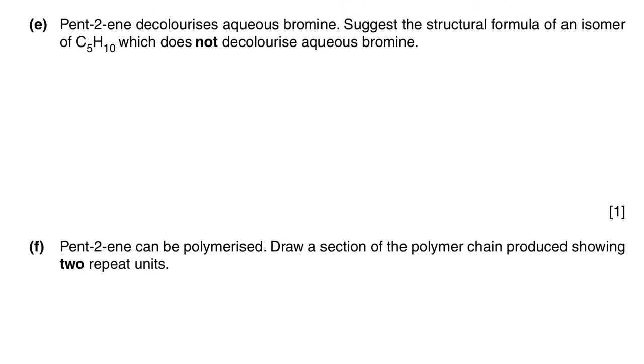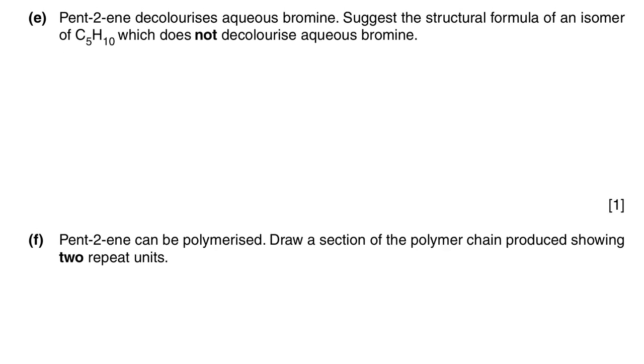So after drawing this, the next part is: pentene decolorizes bromine, but suggest the structure of an isomer of C5H10 which does not decolorize bromine. This information tells me that it must be saturated, which is an alkane. So the only alkane with an alkene formula would be cyclic alkanes.